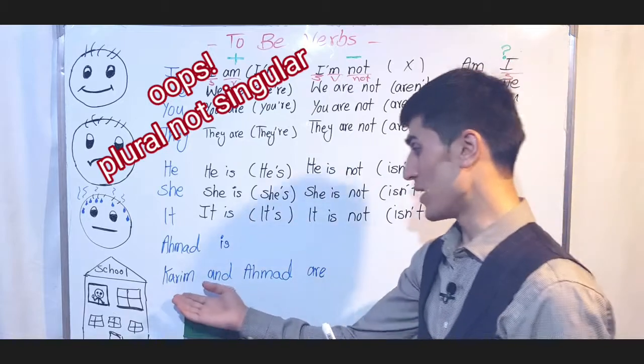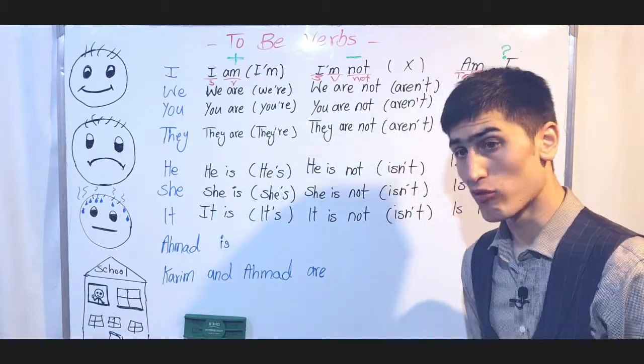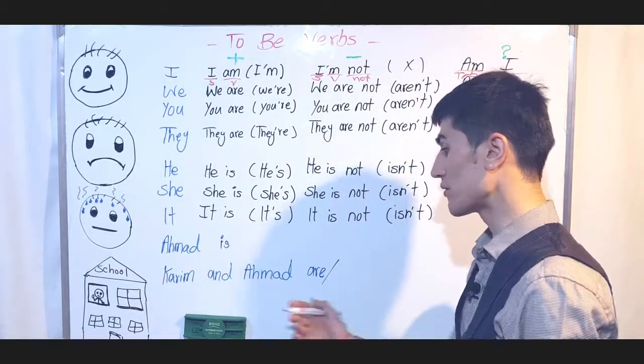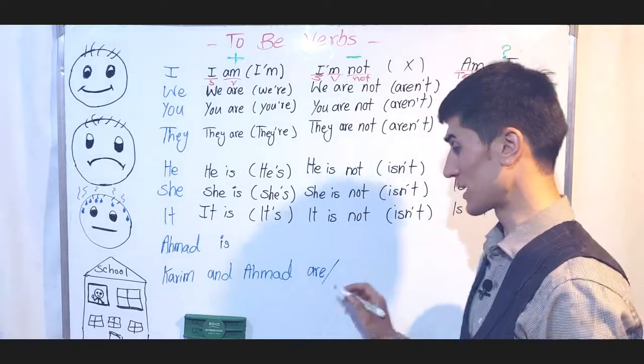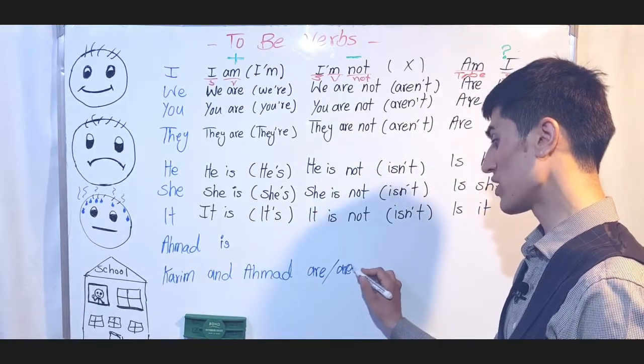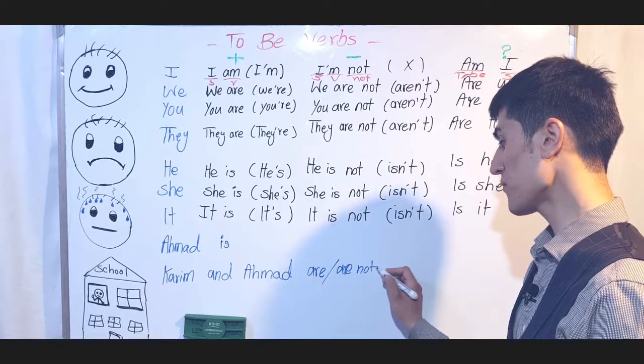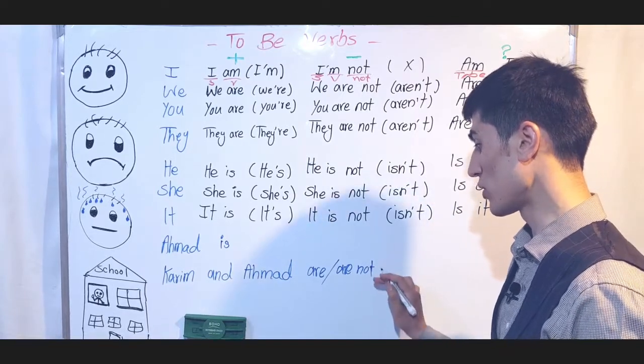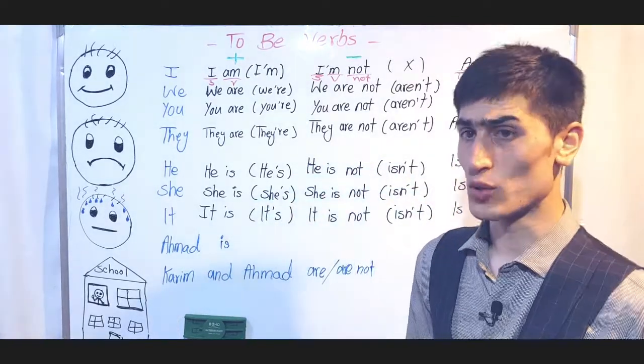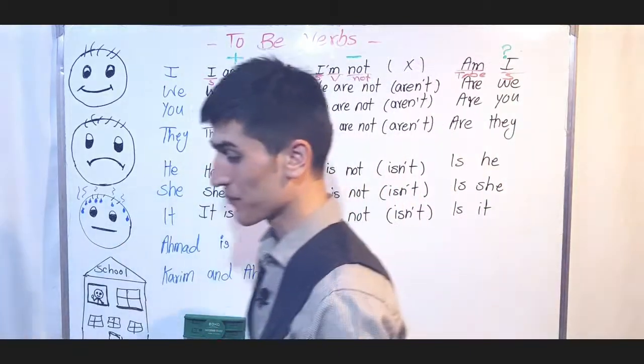Like if you say Karim and Ahmad are, that is the positive form, and if you want to change it to negative form, you just add a not after are. Like Ahmad and Karim are not. Okay? And that's it. You change it to negative form. And if you want to change it to question form, you just bring are at the beginning. Like this.